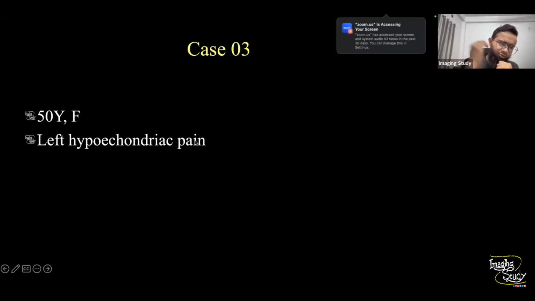Let's jump into case number 3. Ooh, so today we have taken very big cases. Anyway, so this is a 50-year-old female patient who came with left hypochondriac pain. This will be a very small case.